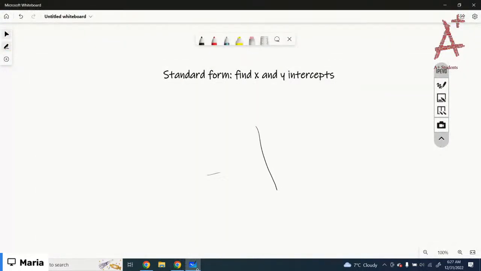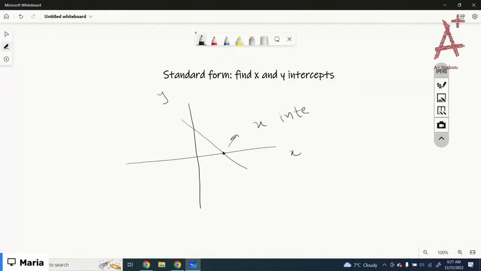Let's suppose this is the graph of the linear function. Got it? This is the x-axis and this is the y-axis. So here is a point where the graph crosses the x-axis. Got it? So the point where the graph crosses the x-axis is the x-intercept. Here the y value is 0 and you have some x value. Let's suppose it is 3. That would be the x-intercept.